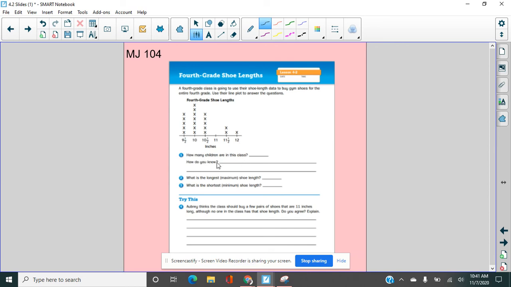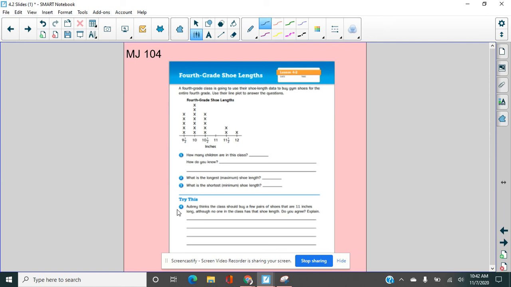And how did you figure that out? I think you remember how to do that. What's the longest? So the biggest, the maximum shoe length. What's the shortest? And then down here, we have a question that you are going to answer. It says, Aubrey thinks the class should buy a few pair of shoes that are 11 inches long, although no one in the class has that shoe length. Do you agree? Explain. That's interesting.